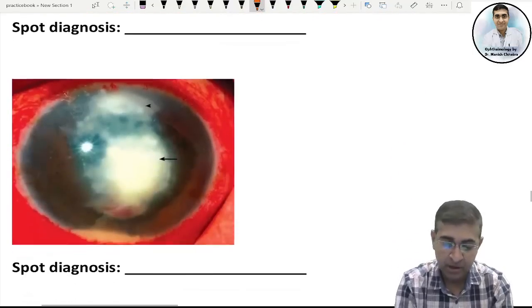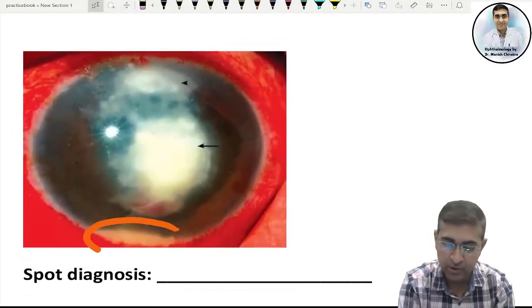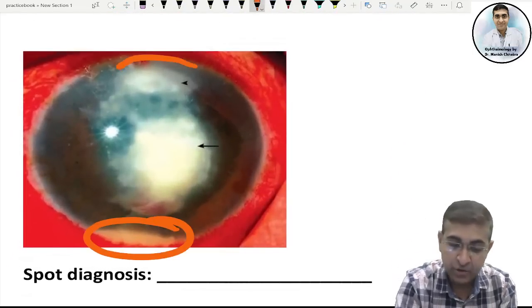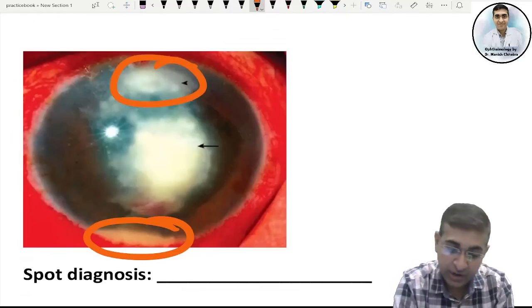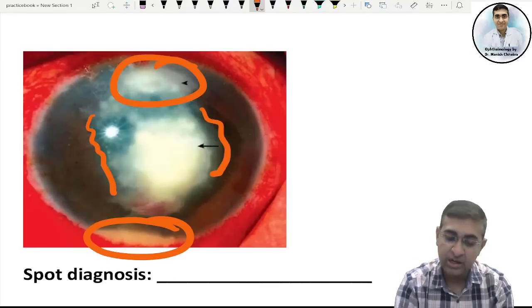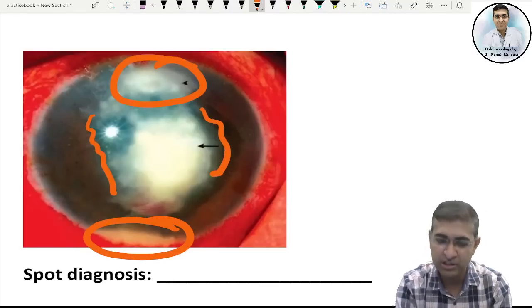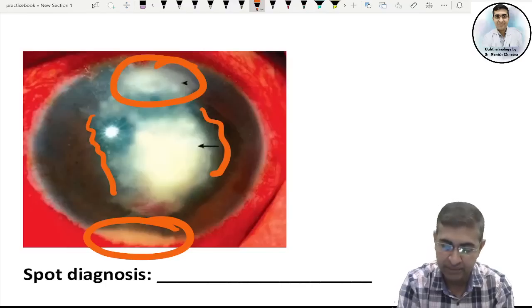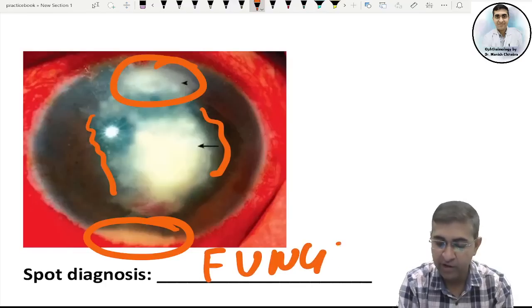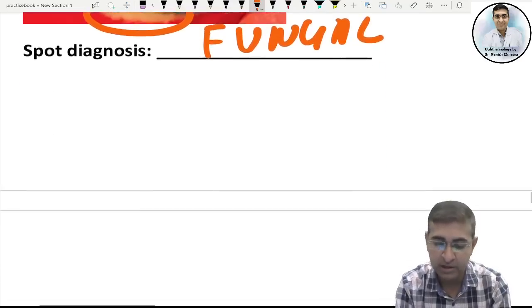Yes, okay. Now what is this? Spot diagnosis. Can you appreciate the hypopyon? Can you appreciate the satellite lesions? Can you appreciate the fluffy margins? Of course, there is also a dry looking ulcer which may not be appreciated in the image. So this is a case of fungal corneal ulcer, which is fungal keratitis.